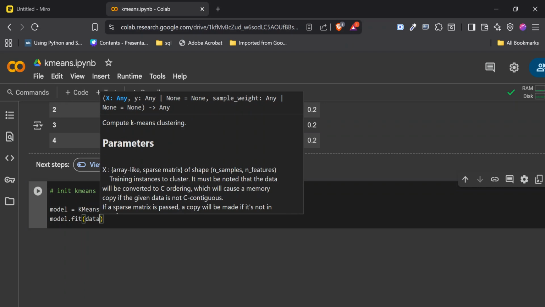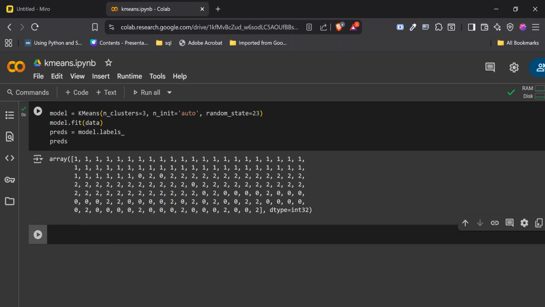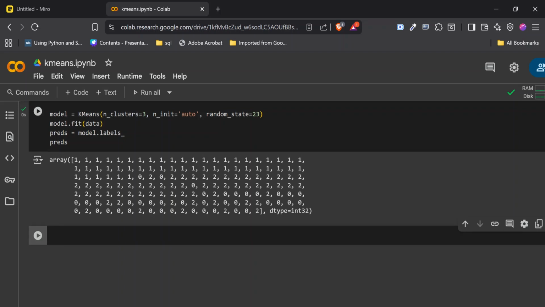Then after that, the next thing is model.fit, and we are going to be fitting the data, and we can get our prediction and say print model.labels_. So I'm going to see that it has actually fitted this, and it has classified each of these data points into groups.